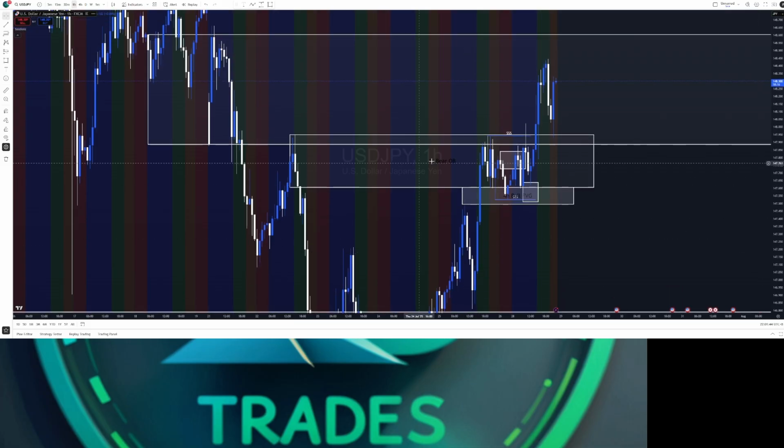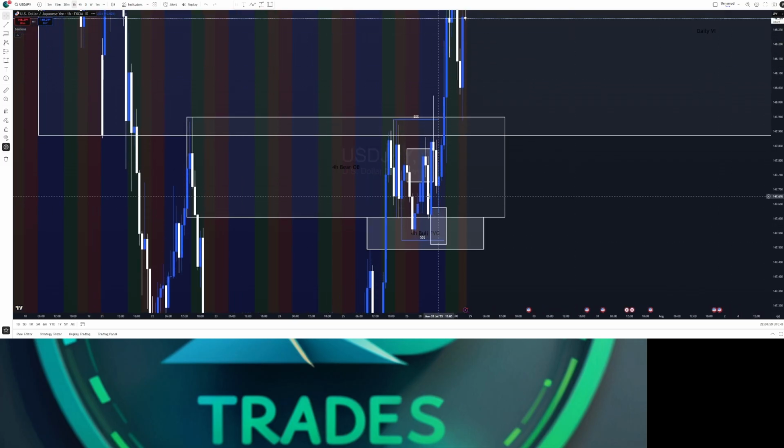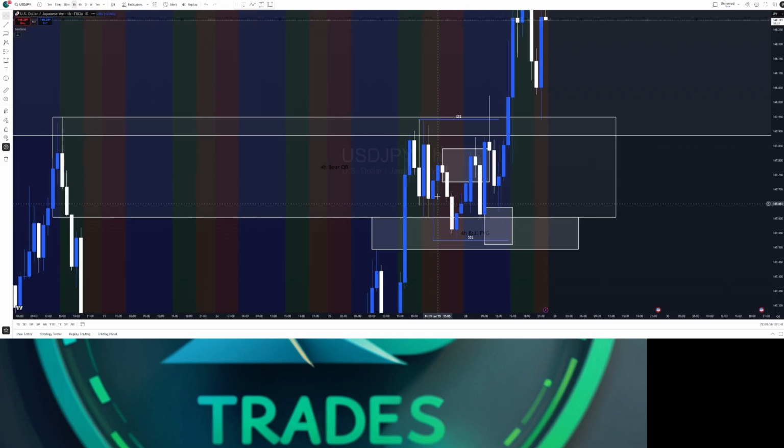As you can see, the 4 hours is not really overlapping the daily VI. So this 4 hour bearish order block is actually acting as liquidity. We just have to wait for it to be mitigated. After this point, it has not been mitigated, because we always have to wait for a double sweep for a true complete mitigation.